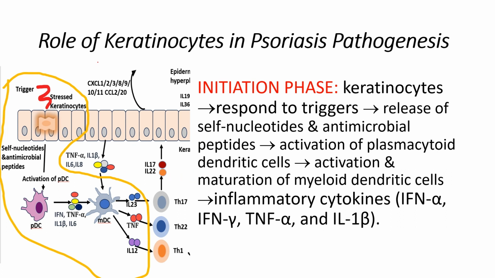As an integral part of the innate immune system, keratinocytes have the ability to respond to various triggers. When under stress, keratinocytes release self-nucleotides and antimicrobial peptides, thereby facilitating the activation of plasmacytoid dendritic cells. This in turn leads to the activation and maturation of myeloid dendritic cells, which produce key inflammatory cytokines such as interferon alpha, interferon gamma, tumor necrosis factor alpha, and interleukin-1 beta.